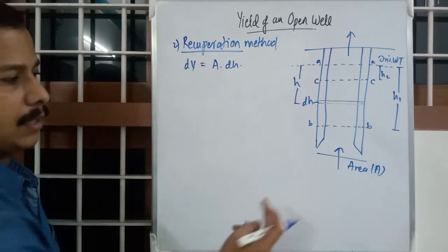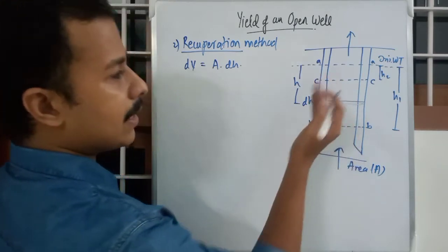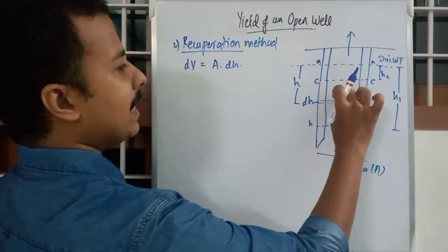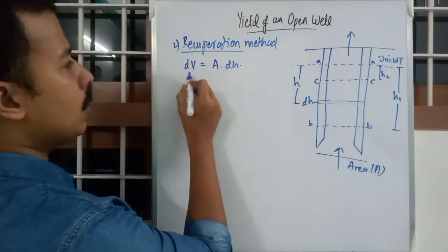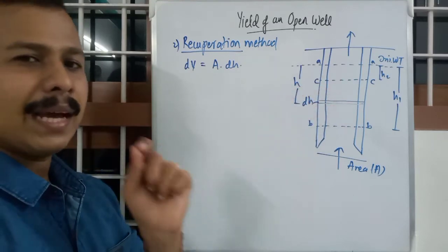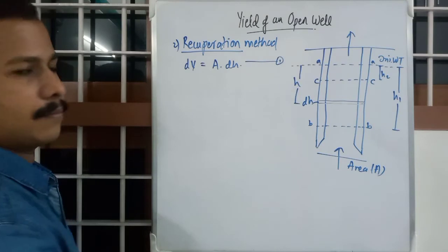Pretty clear, right? This is the cross-sectional area. There will be an area, and through that area water is coming up. So area into dH, this small height, will give you the volume of water that got in the well at the time dt. Okay, we'll name it as equation 1.